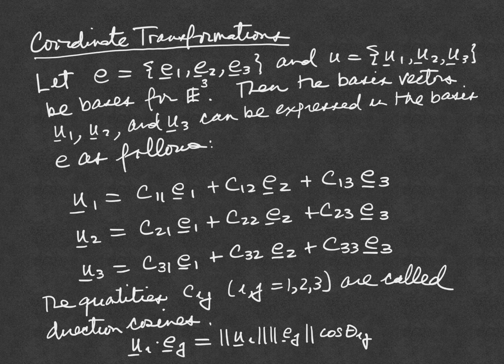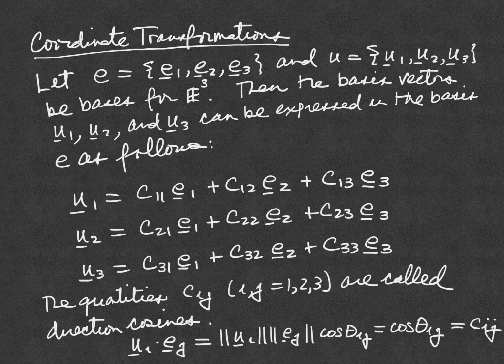But the magnitudes of these vectors are all 1 because they're all basis vectors. So that's just equal to cosine of theta ij. But if I look at the expressions that I have here, you can see that if I take ui and dot it with ej, I just get the coefficient cij. So that's equal to cij.